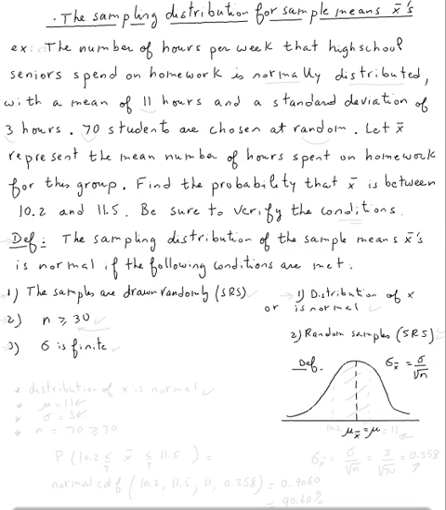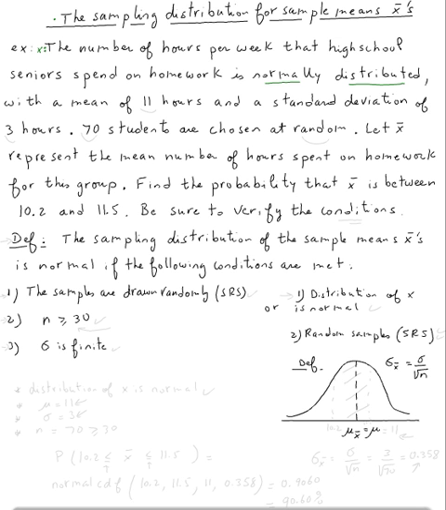The topic is the sampling distribution for sample means, X bars. Let's do this example: the number of hours per week that high school seniors spend on homework is normally distributed. We need this, you'll see why. What this says is X is normal. Remember, number of hours per week is actually X.